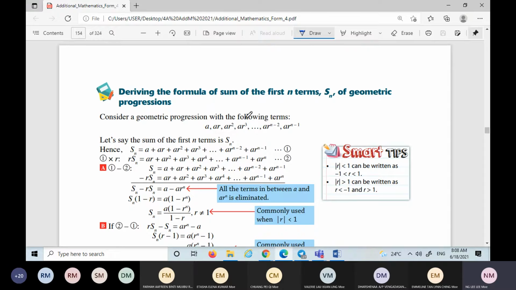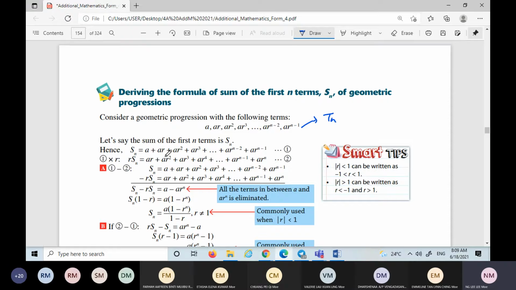Consider a geometry progression with the following terms. The first term is A, second term is AR, third term is AR squared, fourth term is AR cubed, and then continue until the last term is AR^(n-1), which is actually the formula for Tn. Let's say the sum of the first n terms is Sn, means you add from A until the last term AR^(n-1). You write out Sn equals A plus AR until the last term AR^(n-1). This is the first equation.